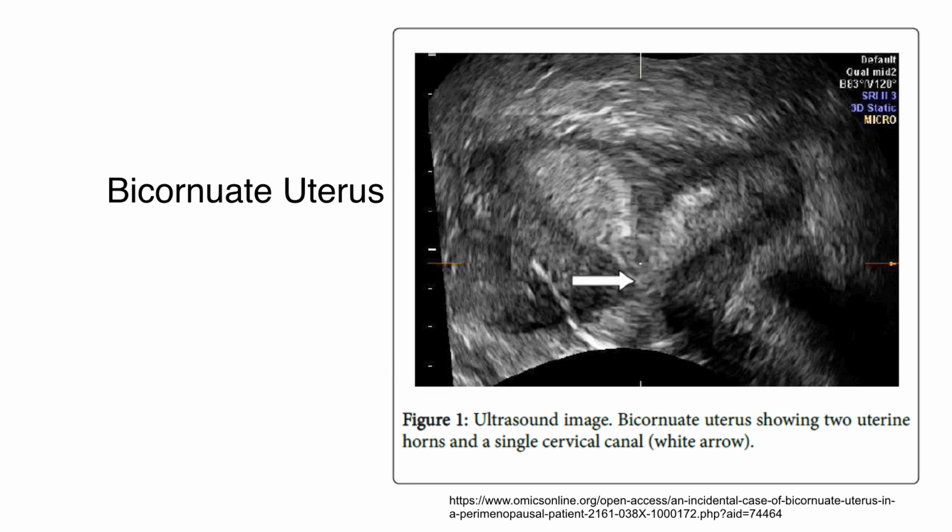So this is a bicornuate uterus, which means it's a heart-shaped uterus, and you can see the heart shape in this ultrasound.